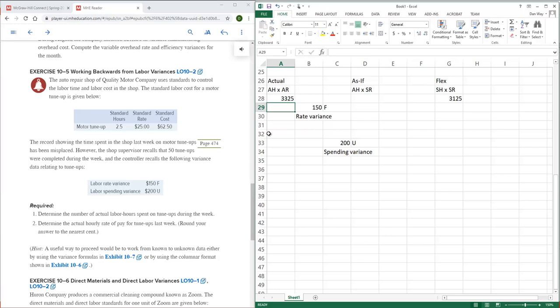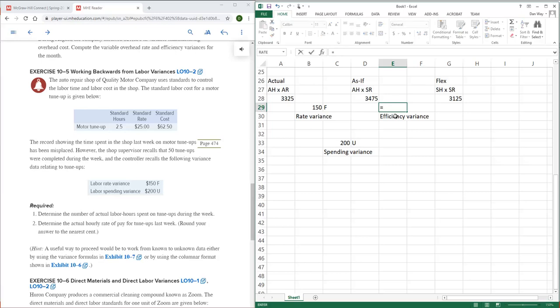We can also go ahead and find the as-if amount, because we know that the rate variance was $150 favorable. So if we take the 3,325 from the actual and add the $150 favorable rate variance, we know that the as-if must have been 3,475. Now, though it didn't ask specifically for this, I do want to go ahead and determine what the efficiency variance must have been, given that we've now backed into our as-if budget amount.